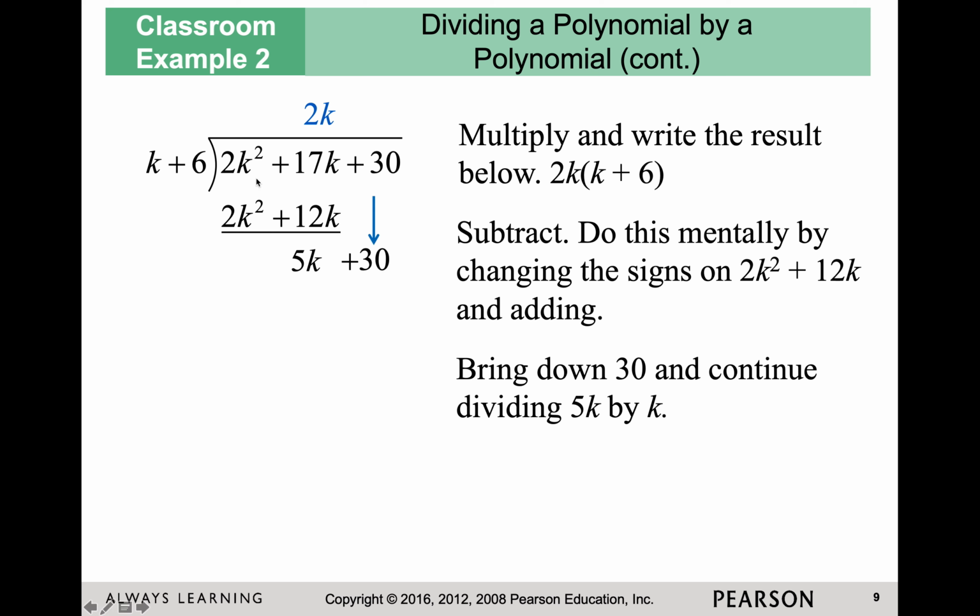So when I do the 2k squared plus 17k, I get 2k, and I have the resulting remainder of 5k plus 30. Well, we know k plus 6 can't go into 30, but the question is, it can go into 5k plus 30. If you factor a 5 out of that, you're going to get k plus 6. So if you're not sure how to do the division, look at 2k squared plus 17k. I can factor a k out of this, and I can't factor anything else out. So the closest I can get to it is 12k.